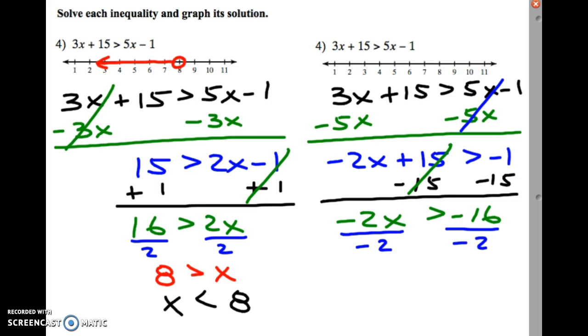Next, we divide by the negative 2. Now, don't know if you know or not, but this is a special case with inequalities. Whenever we divide or multiply by a negative number, see how we're dividing by the negative 2 here, the direction of the inequality is going to have to switch. So we would have the x after we divide. Like I said, the direction of the inequality must switch. And the negative 16 divided by the negative 2 would give us the 8.